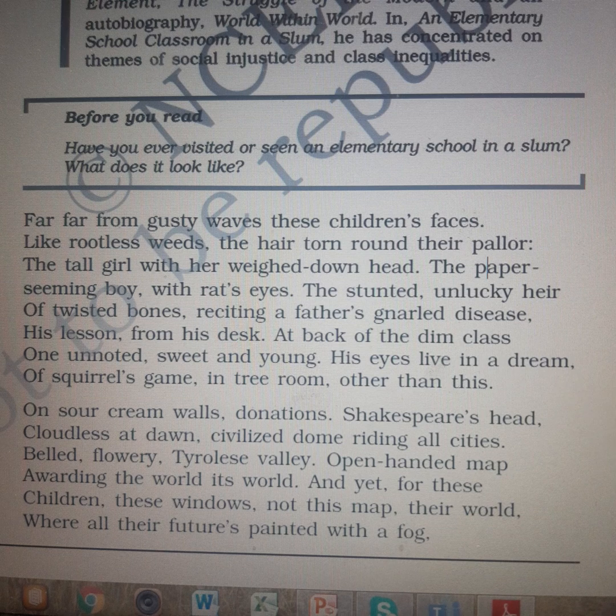He dreams of a squirrel's game, children, in the tree room. A place of fun, a place of mystery, a place of joy and curiosity. So all these points are important and I have explained it to you.